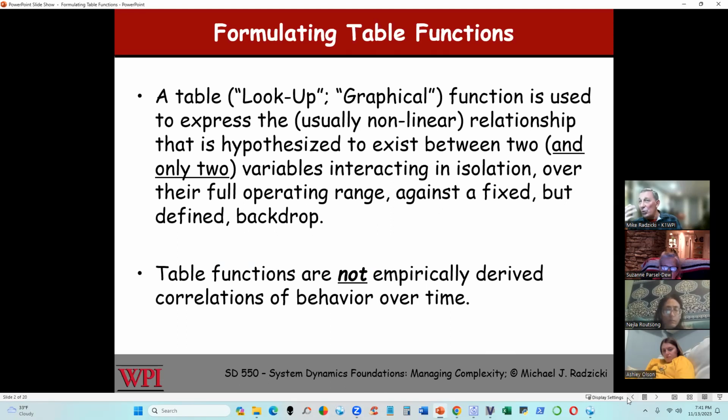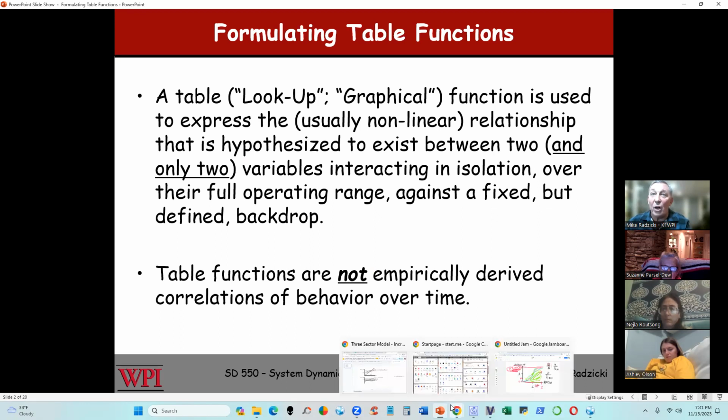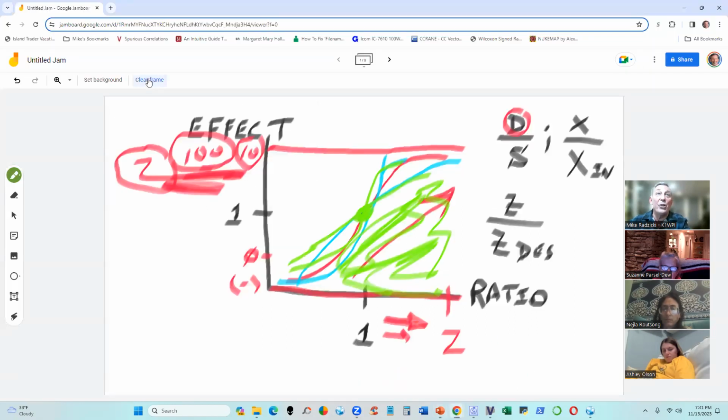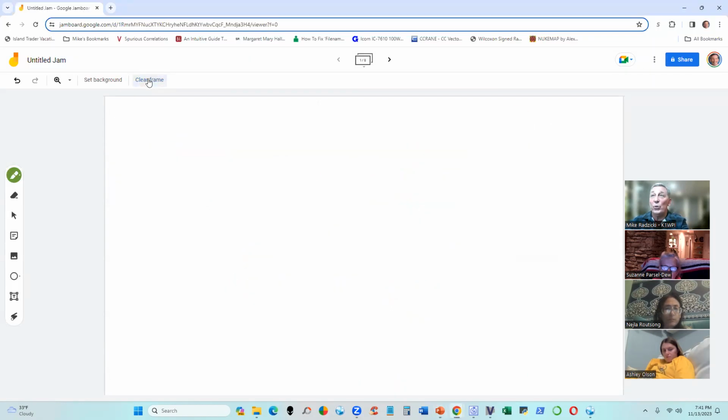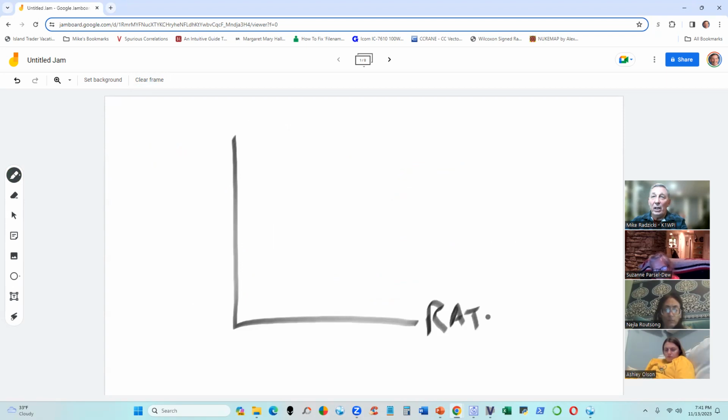So it's usually a nonlinear relationship that is hypothesized to exist between two and only two variables. What you don't want to do, typically, these are rules of thumb. These are not theorems that hold in all cases, and I can show you a model where this is violated. I've already shown you the model. It's the Urban 2 model, but with a table function. Here's your ratio, and here's your effect.